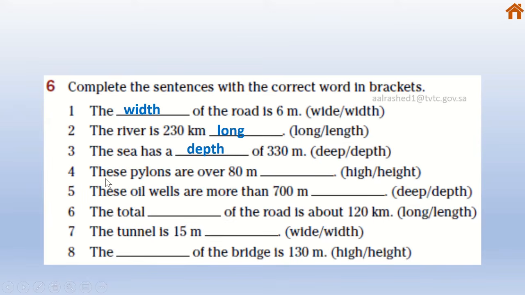Okay, 4. These bridges, so we are talking about the bridges, are, because bridges is plural. Over 80 m. Okay, 80 m of what? What exactly are we talking about? About height. Okay, height. I can't say high, it is incorrect. Height describes the noun bridges. The noun bridges comes at the beginning. Okay, let's see 5.